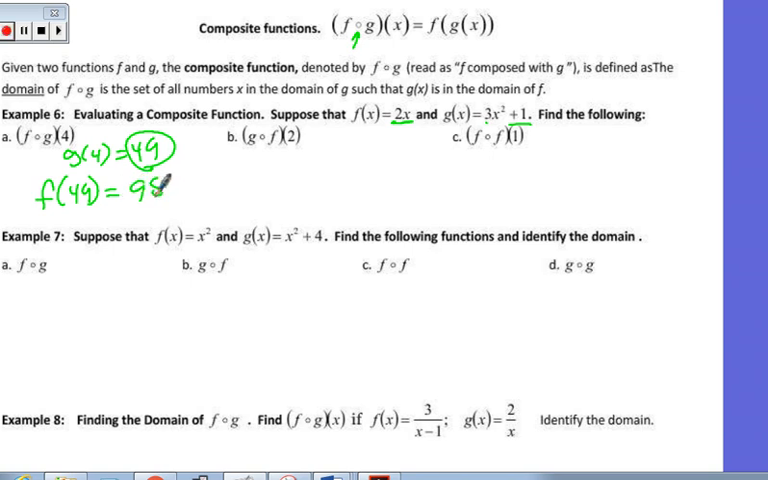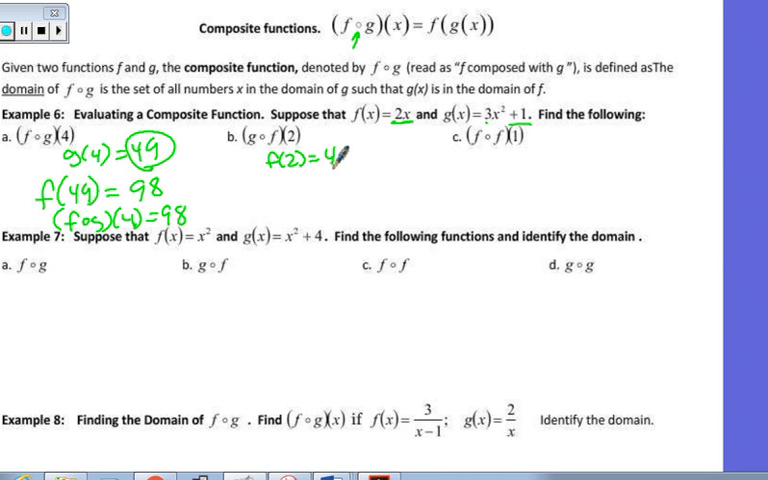And then we get 98. So f of g of 4 is equal to 98. All right, so let's look at b. Now we're looking at g of f of 2. So we're going to take the 2, go to the f function first, and put 2 in there. So f of 2 would get us 4.